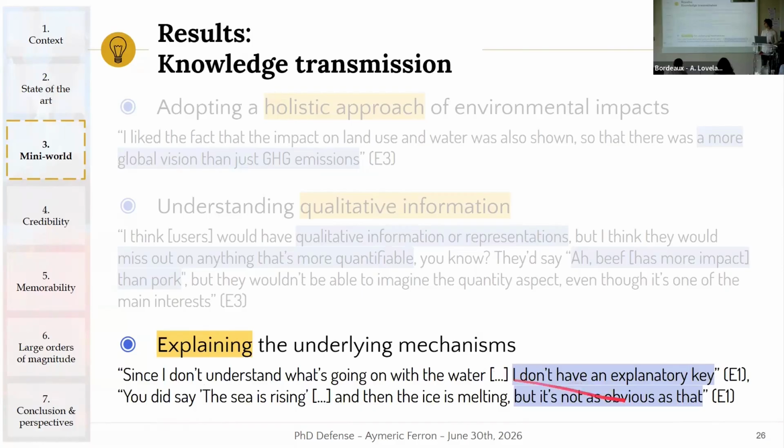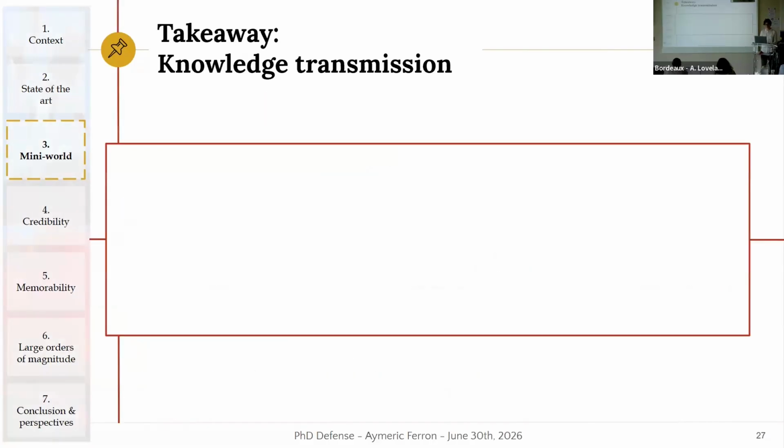So an expert reported that I don't have an explanatory key. It's not obvious that the ice is melting. Why is the ice melting actually? So this prototype currently lacks explanation. And we should explain what are the underlying mechanisms leading to climate change.